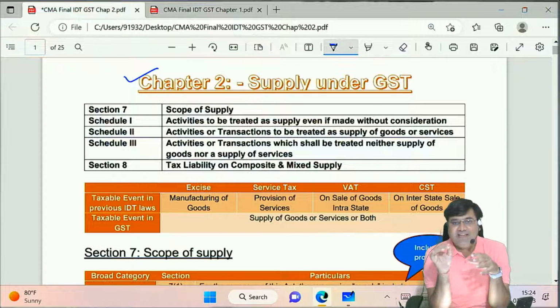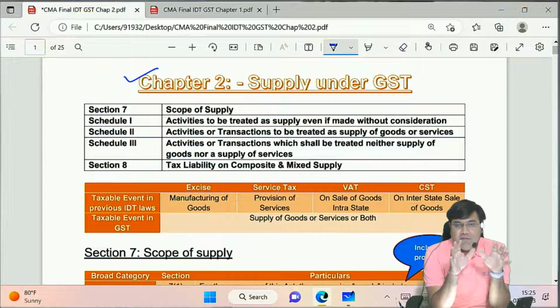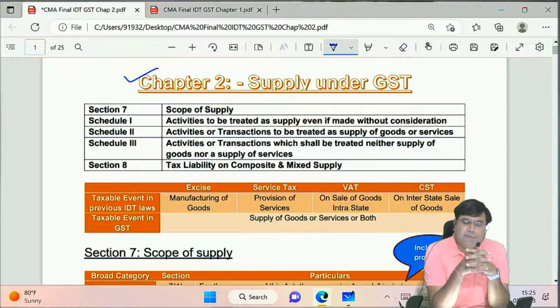Supply is basically the taxable event in GST. What do you mean by taxable event? What is the relevance of a taxable event? Let's first discuss this. A taxable event is basically an event which is going to trigger any particular tax law. Let me explain through examples.